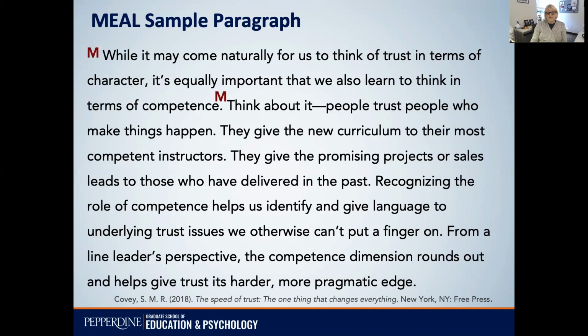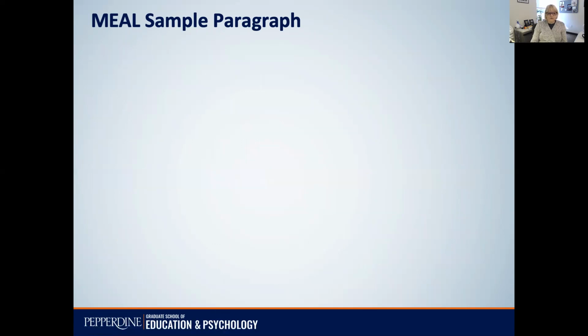Then we have another M, which is kind of expanding on that main idea. Then we have 2 examples of evidence, and then some analysis here. And finally it ends in a good L, with a tiny bit of extra evidence or an example. Now let's look at another example.